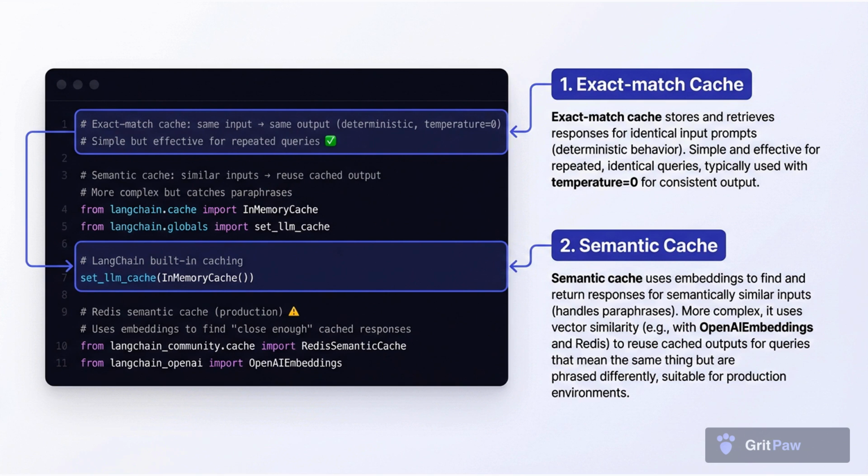Moving on to lines 6 to 8, we introduce the concept of a semantic cache. This is a more advanced technique where instead of looking for an exact string match, we look for meaningful similarity. We achieve this by converting both the incoming query and our cached queries into numerical vector embeddings. Then we calculate the similarity, for example cosine similarity, between the new query's embedding and all cached embeddings. If a sufficiently similar cached query is found, its associated response is returned.